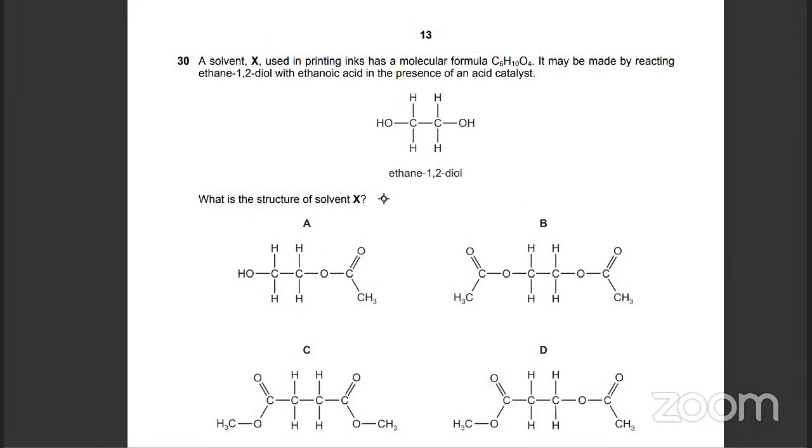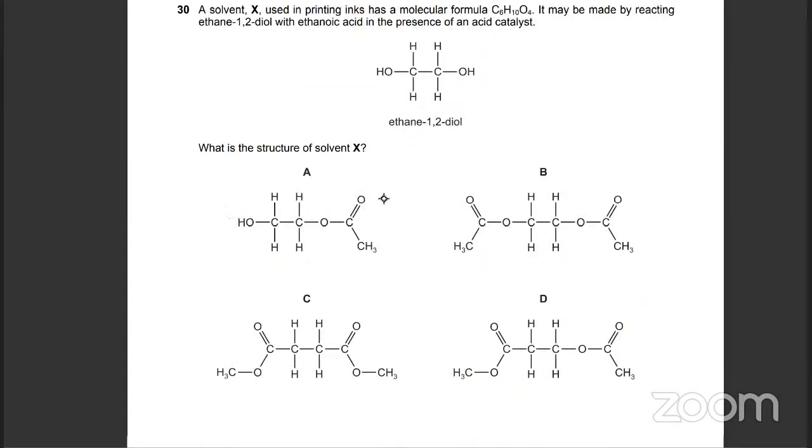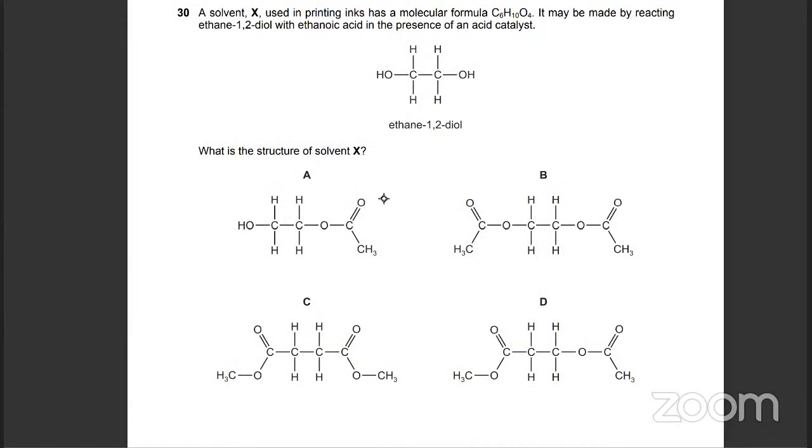As a solvent X, it's used in printing. So solvent X is something, and its molecular formula is C6H10O4. It may be made by reacting ethane-1,2-diol with ethanoic acid in the presence of an acid catalyst. So an alcohol with a carboxylic acid, that's definitely going to form an ester.